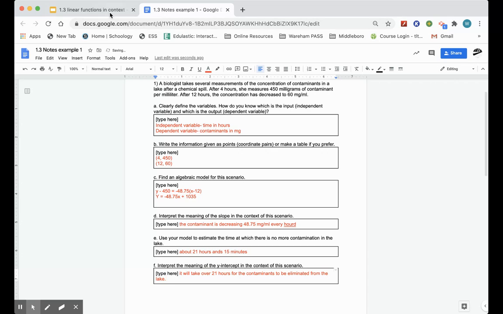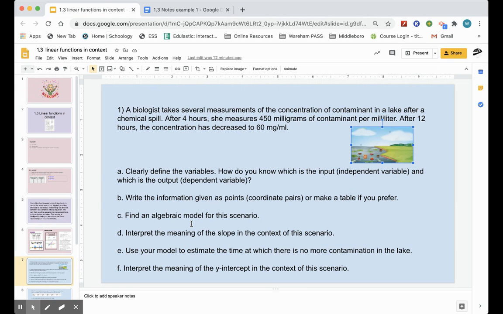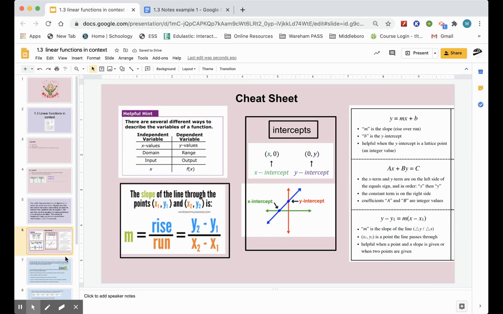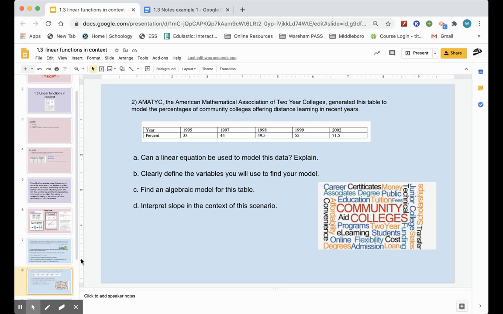All right, so now I'm going to go back to our next scenario, and again, this is the cheat sheet, so you might want to keep looking at this when you have some questions. So scenario 2, AMATYC, the American Math Association of Two-Year Colleges, generated this table to model the percentages of community colleges offering distance learning in recent years. Can this linear equation be used to model this data? Well, that is our first question, and we're going to take a look at that.